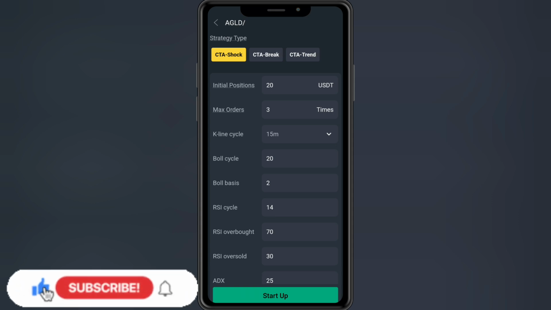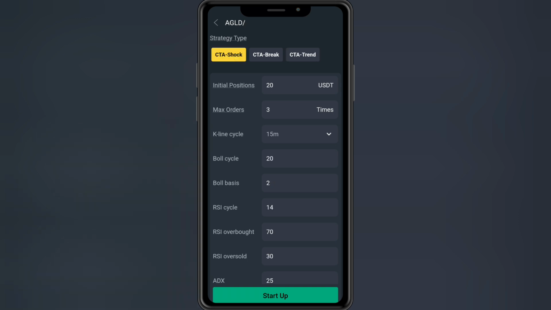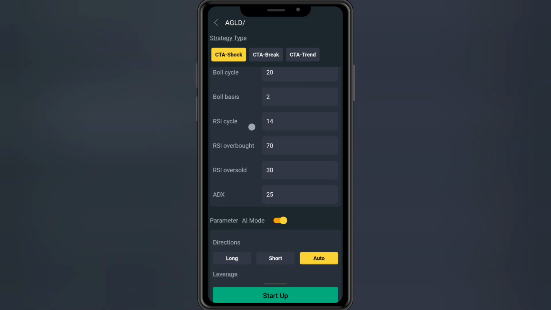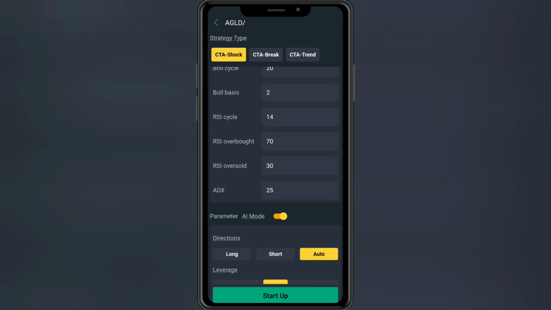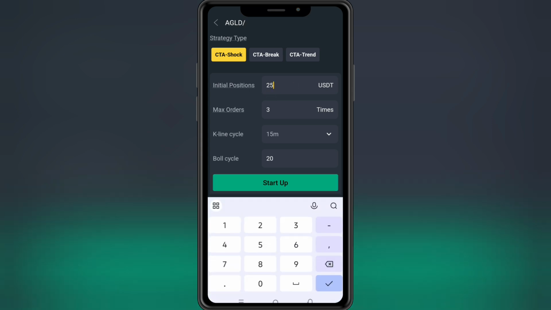Now how do you set this coin in case you want to set it? If you want to set, for example, CTA shock or CTA trend, you can just leave it there. Now for me, since I don't know much about the scale line cycle, ball basis, RSI cycle, I'm just going to leave everything the way it is. Now what I will need you to do, in case you also don't know like I don't know, just leave it here the way it is. Or if you have much money, like you have higher capital, you can increase it or you leave it the way it is.